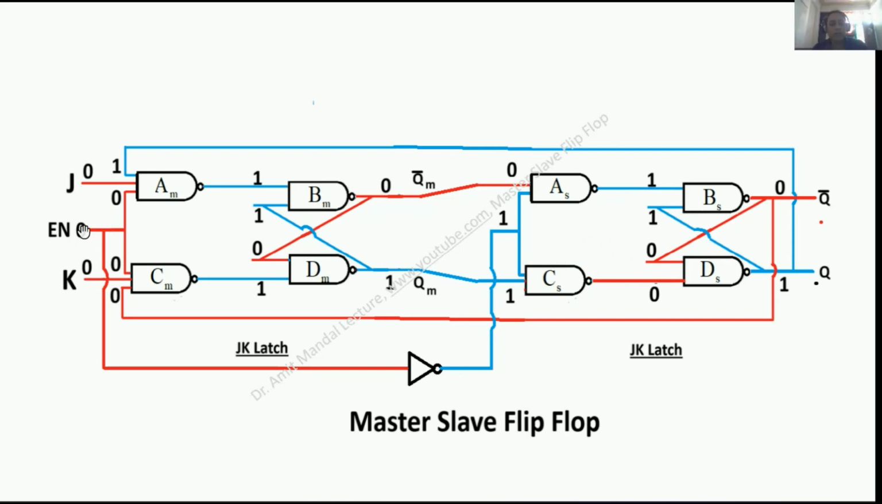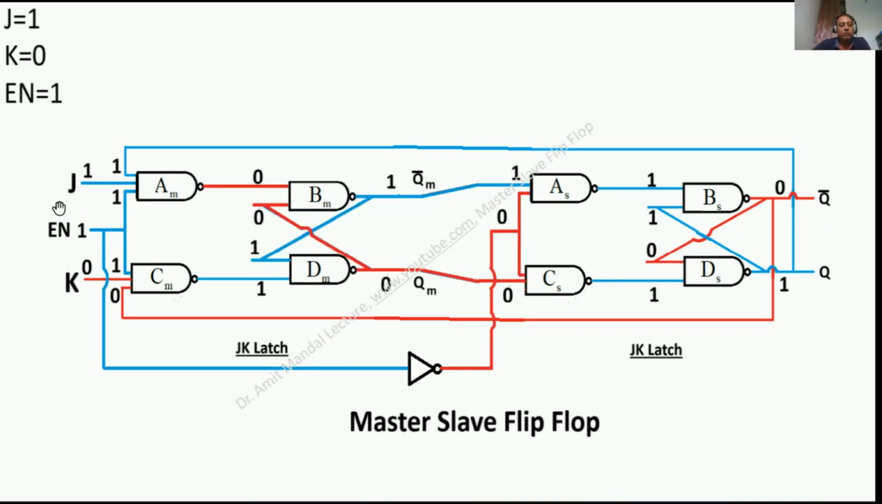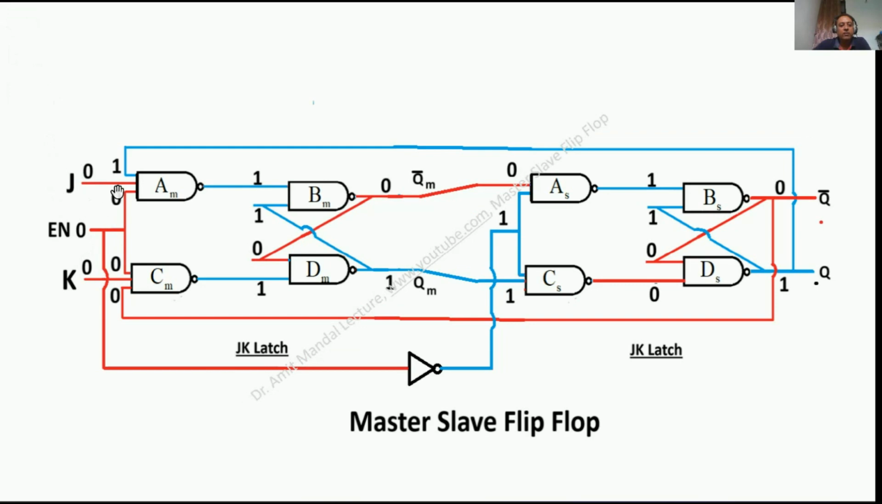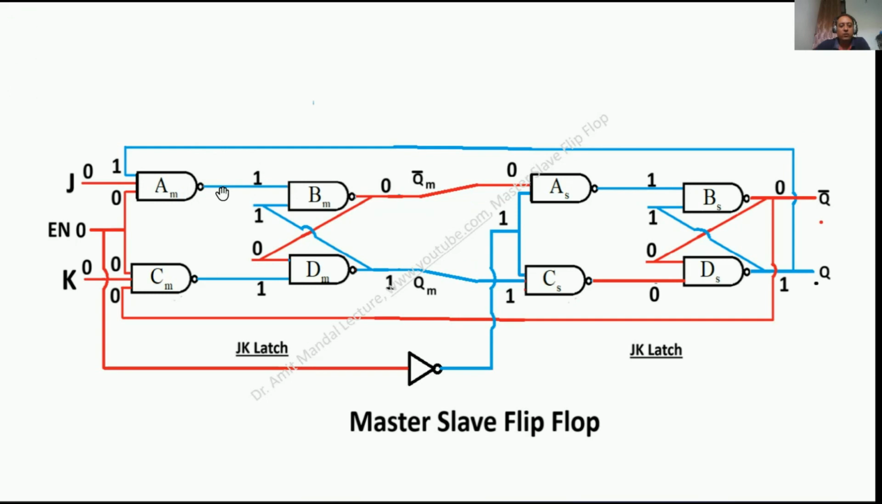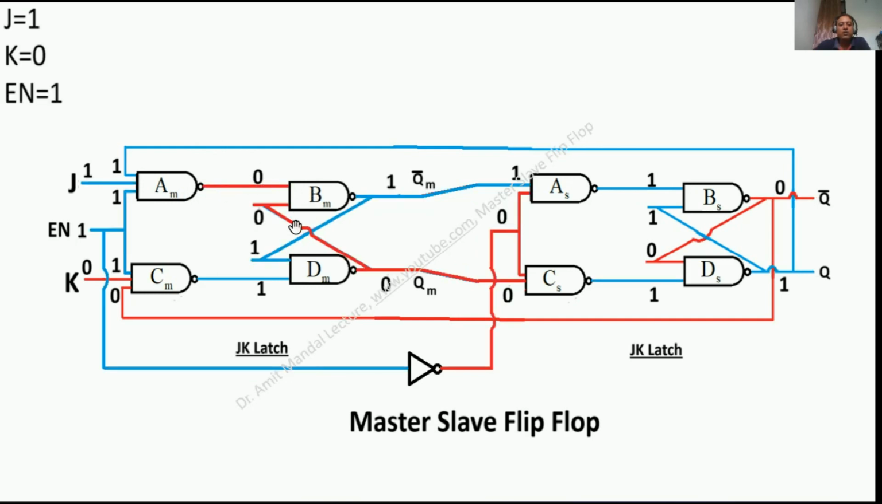Now imagine that this J becomes 1, enable becomes 1, and K becomes 0 like this. So in this case what will happen, initially En was 0 and J was 0, only the feedback input was 1. Right now J is 1 and enable is 1, and 1 was already there. So the output of this AM will be 0 because all the inputs are 1. Initially the output of AM was 1, now it is 0. When any one input of a NAND gate becomes 0, the output is 1. So this output 1 is going inside DM.